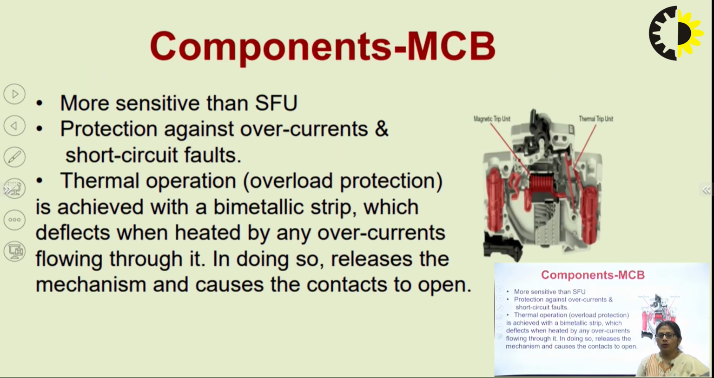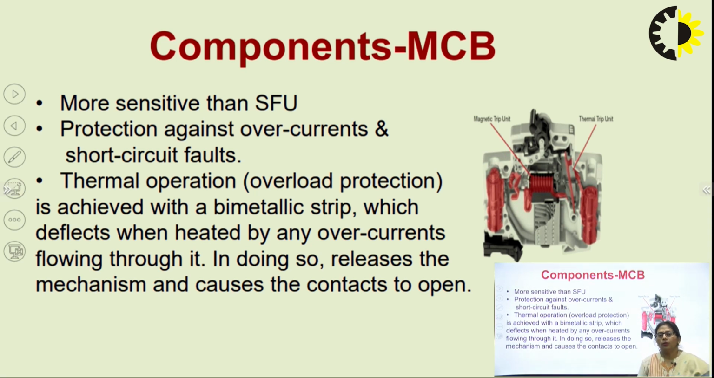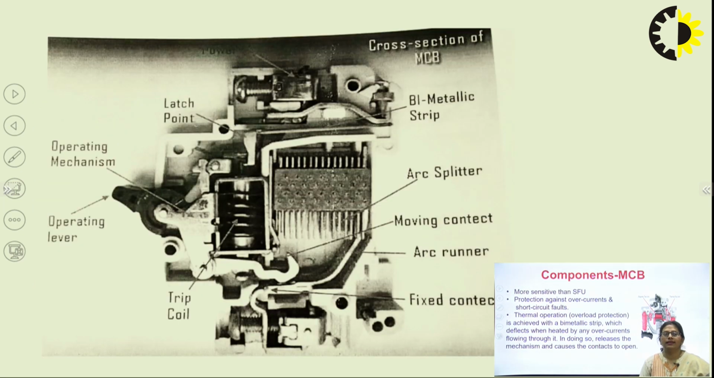Now, the next important component is the MCB, that is the miniature circuit breaker. What are the differences that make a miniature circuit breaker superior compared to a switch fuse unit? It is more sensitive towards current and also towards over voltage. It provides protection against overcurrents as well as short circuit faults. Thermal operation, which is nothing but overload protection, is achieved with the help of a bimetallic strip. We will see how this comes into operation.